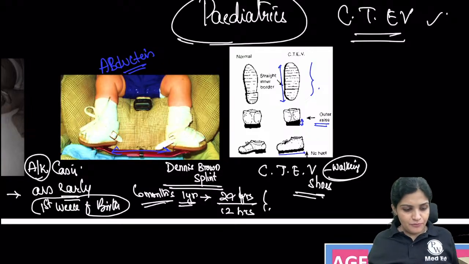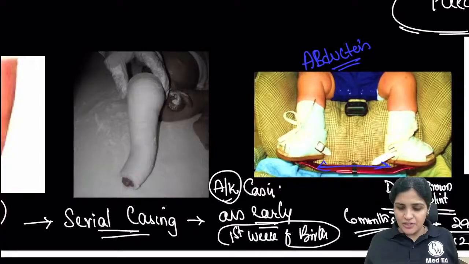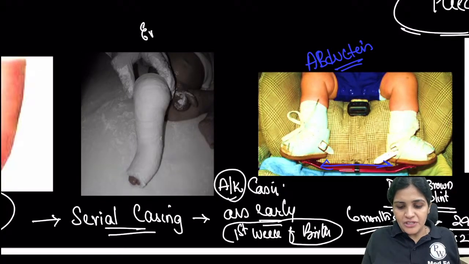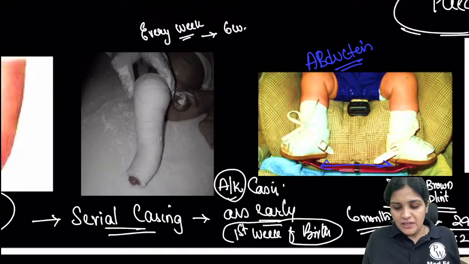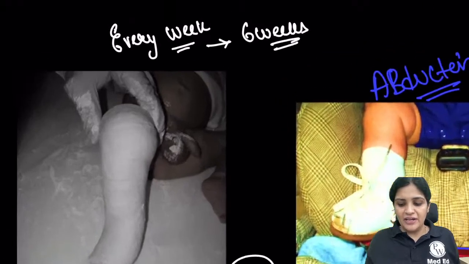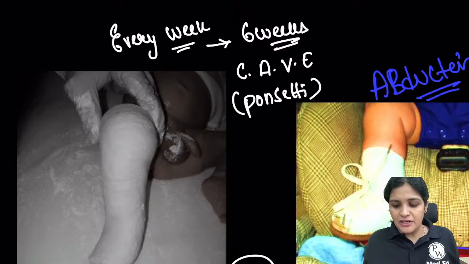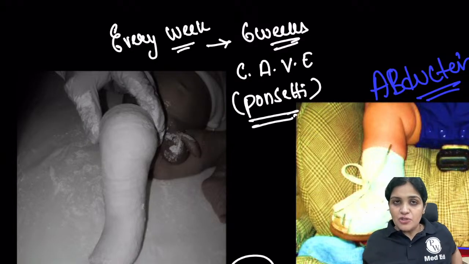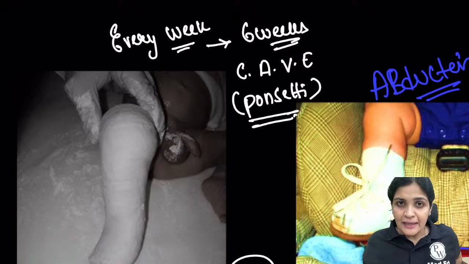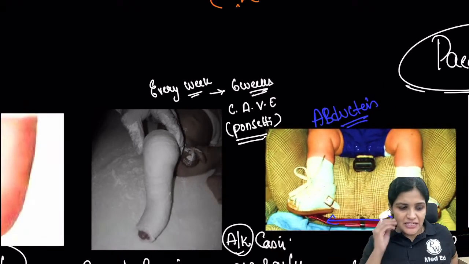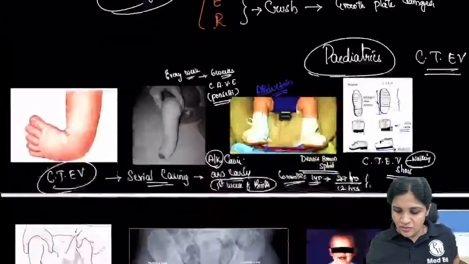Yeah, Ponseti method up to 2 weeks. No, that is up to 6 weeks. So usually every week we change the casting, right? Every week we change and it will take up to 6 weeks for correction. So what is the method of correction? We use the Ponseti method of correction. What is the order of correction? This is very, very important. First you correct the cavus, then you correct the adduction, then you correct the varus, then you correct the equinus. Very good. So the last to be corrected is equinus. Okay, so that is about CTEV.